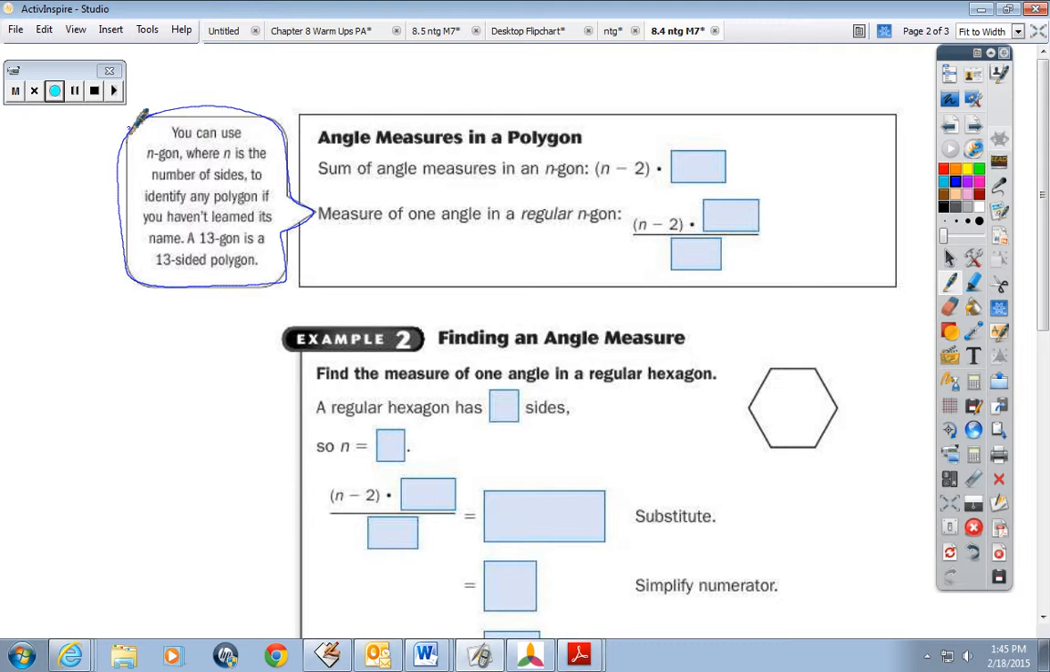Now the sum of angle measures in whatever polygon this is, however many sides it is, we take n minus 2 times 180. So n being the number of sides, we subtract 2 and then multiply times 180 degrees. And that tells us what those angles add up to be. And if we want to find the measure of one angle, we take n minus 2 times 180 and then divide it by the number of sides. We'll see what this looks like in a second.